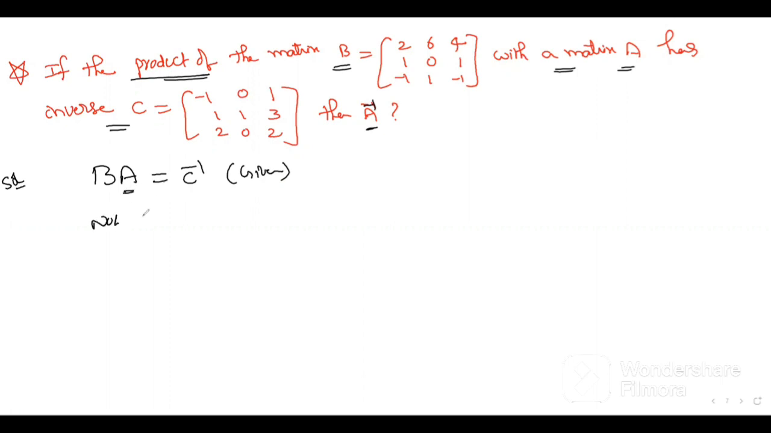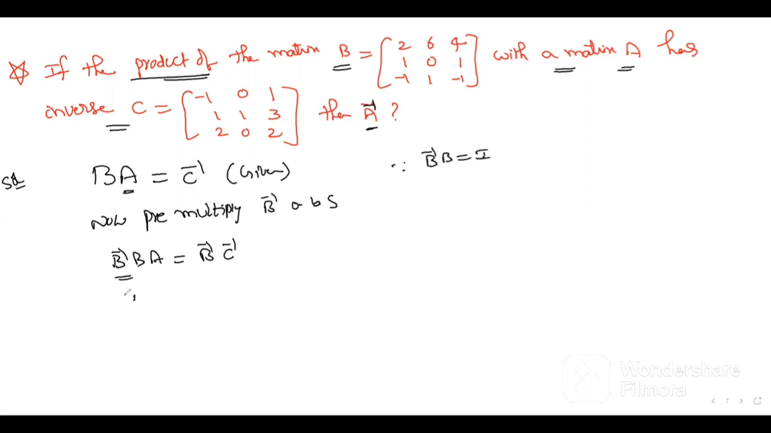Now pre-multiply B inverse on both sides. What we get here? B inverse BA is equal to B inverse C inverse. B inverse B is equal to I, the unit matrix. I into A is equal to B inverse C inverse. So I into A value is A. So A is equal to B inverse C inverse.